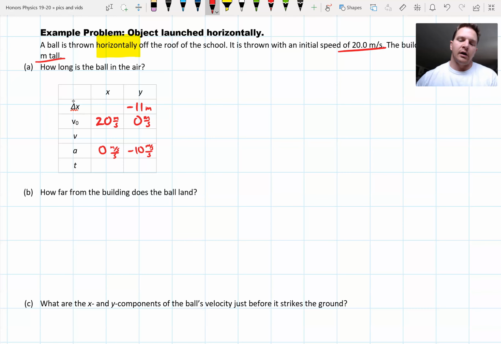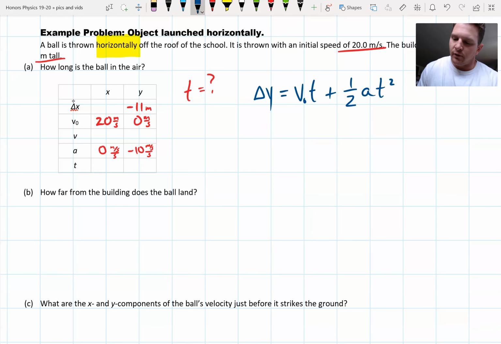Part A says, how long is the ball in the air? So we are trying to find time. If I take a look at our projectile equations, or kinematic equations, and at all the info I have, the only one I have enough info to use is in the y direction. So I'm only going to use y numbers. The equation I need is change in y position is equal to initial y velocity times t plus 1/2 a t squared.